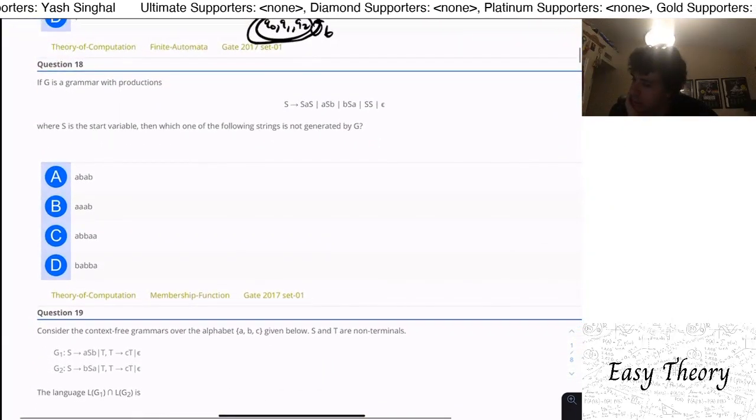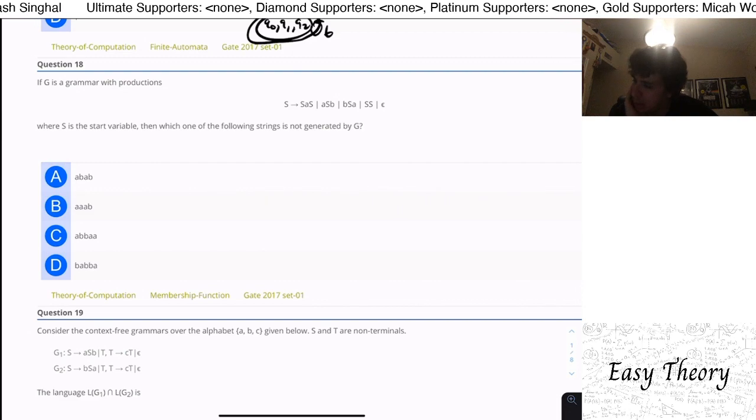We got a grammar here, and which strings are not generated by this?